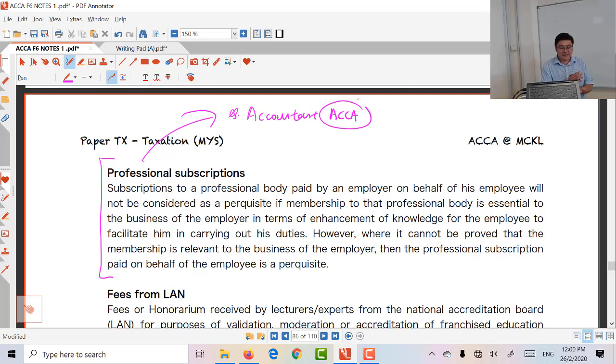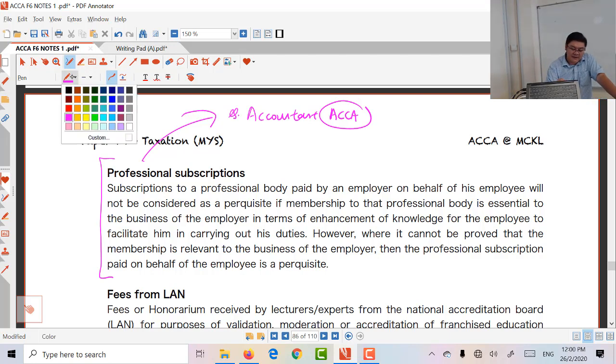So the professional subscription is quite tricky. Because if I'm an ACCA, for example, sometimes my boss might come to me and tell me, hey, since you're an accountant, this subscription, we pay for you. So boss may choose to pay for me, all right? Now, or I may have a case that my boss is not paying for me and I'm paying myself. So it's quite tricky. So I'll see that next time. If you pay yourself, what do you do? If your boss is paying for you, what do you do?